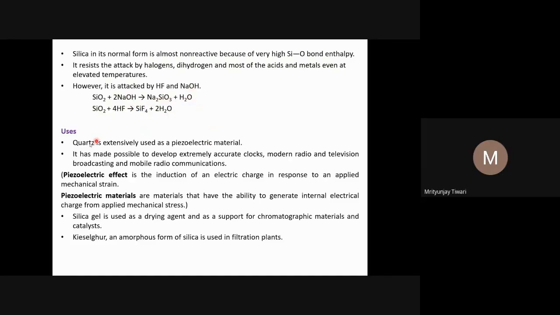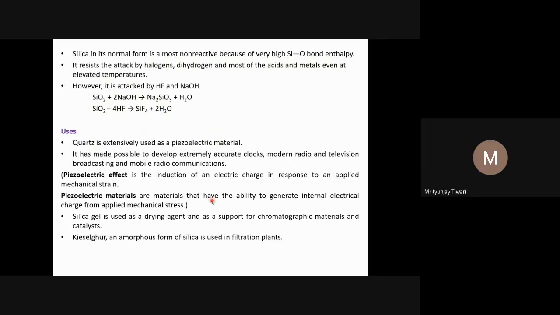Some usages of silica: quartz, one of the crystalline forms of silica, is extensively used as a piezoelectric material. And what do piezoelectric materials mean? There are certain materials which have the ability to generate an internal electrical charge when a mechanical stress is applied on the material. So you just provide a mechanical stress on the material, and you will see some internal electric charge generated in that material.